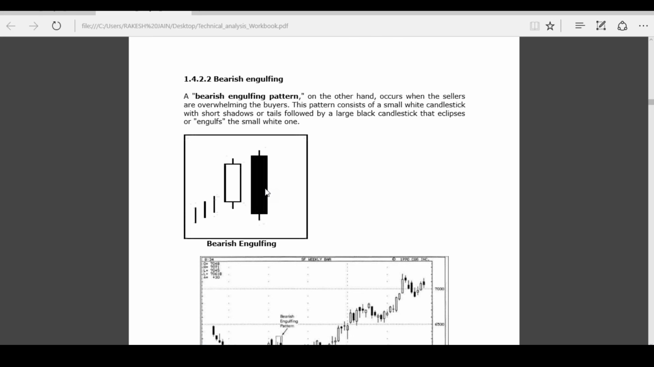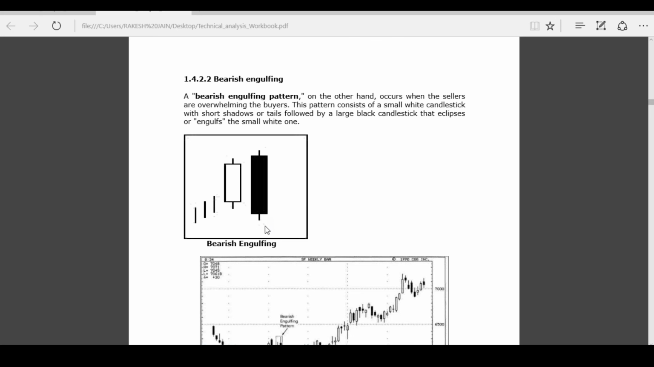Okay, this is clear. Now I'll show you bearish engulfing as well. Let's move on because we have so much to cover in just a small session. So I have to be a bit fast.